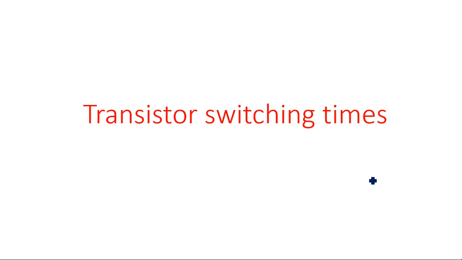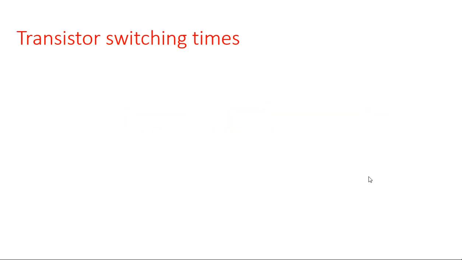Hi everyone. In this video, I am going to explain about the transistor switching times. Previously I have explained how a transistor is acting as a switch. A transistor can be acting in three different regions. We have seen cutoff region, active region and saturation region.